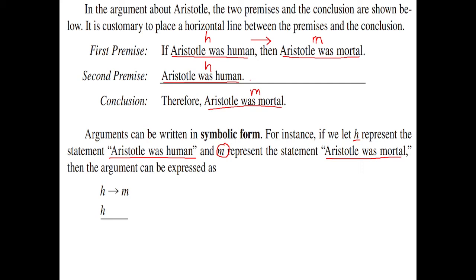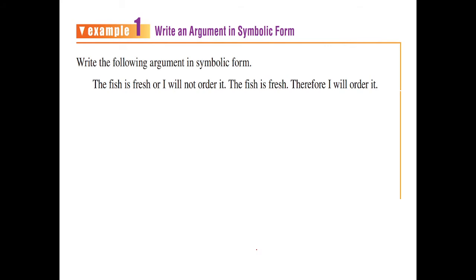Therefore, okay, three dots, then M. Class, those three dots are the symbol for therefore. So that is how we translate our argument into symbols. Okay? Let's have another example.